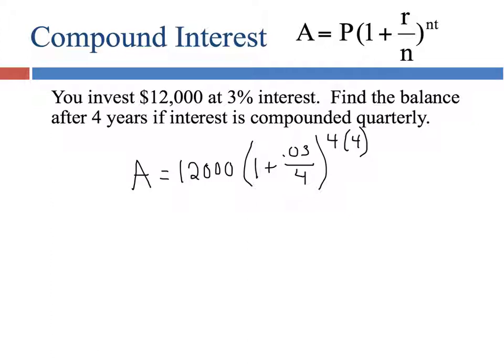This is the setup for the compound interest problem you just read. Typing these values into my graphing calculator, I find that my new balance after 4 years will be $13,523.91.